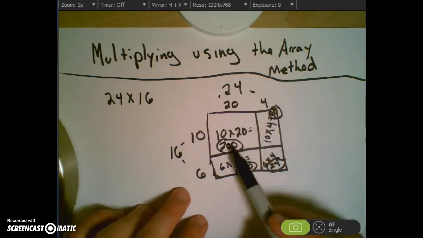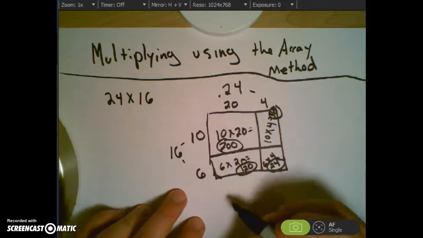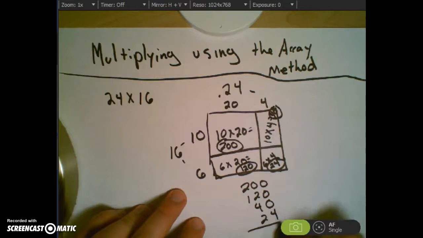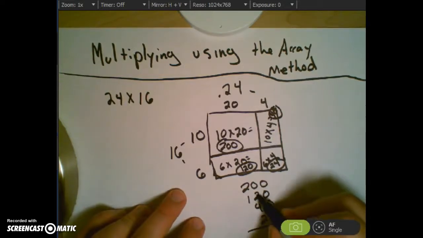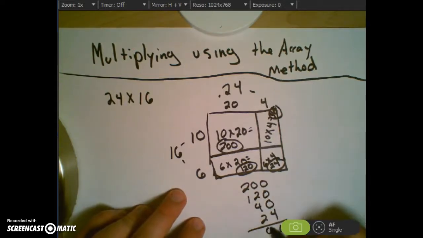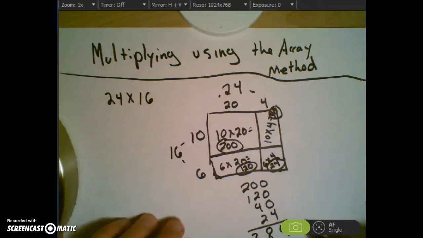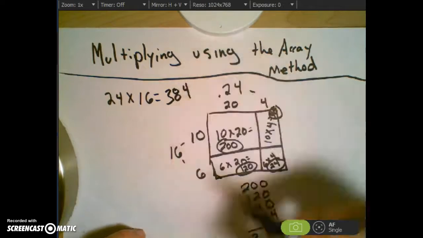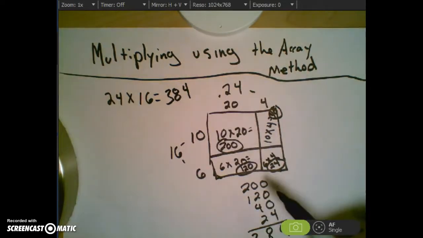Because what I'm doing now is basically putting the array back together. So I have 200, 120, 40, and 24. So I just add them. 2 and 4 and 8 and 3. So that's my answer: 384.